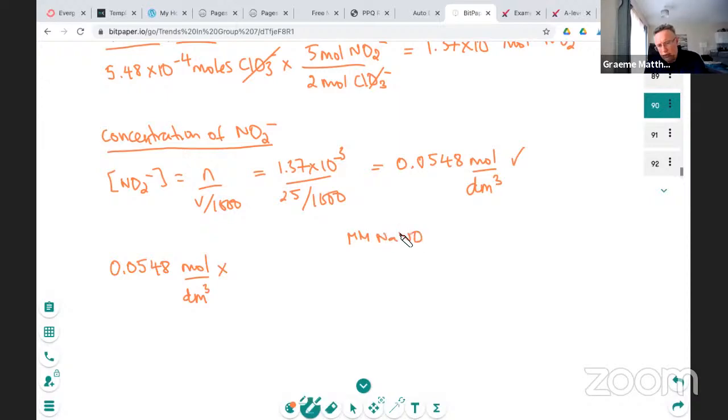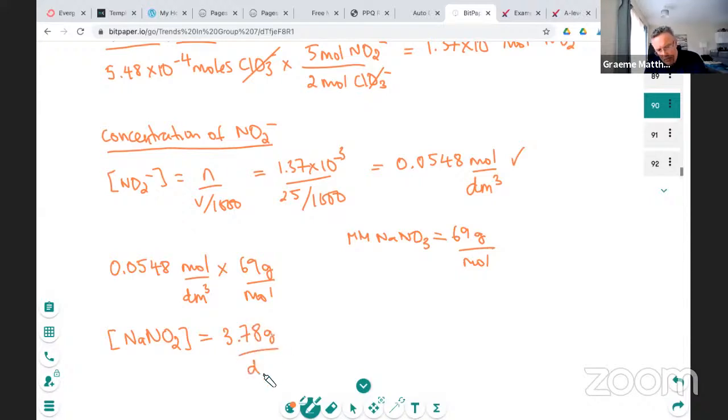Sodium nitrate is going to be 69 grams per mole. So I'll do 69 grams per mole, like so. And you end up getting the concentration of sodium nitrate in grams is going to be 3.78 grams per decimeter cubed. Like so. Right then.